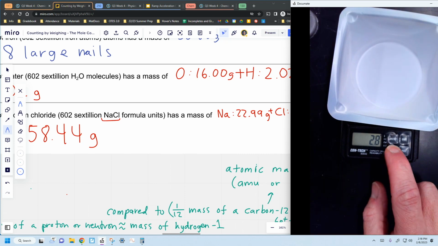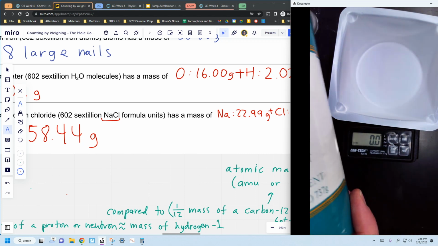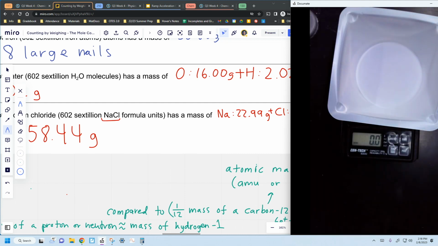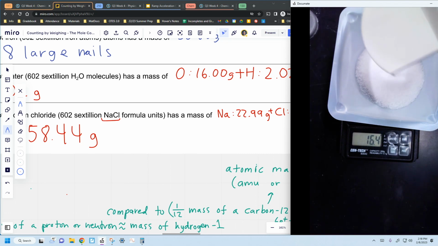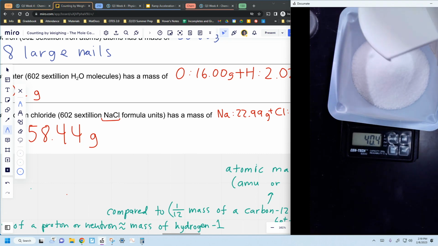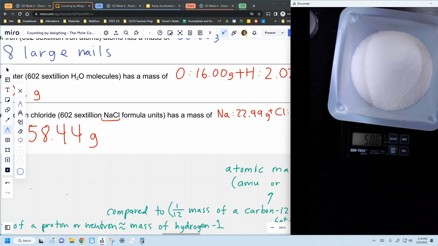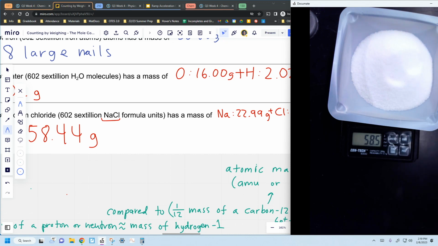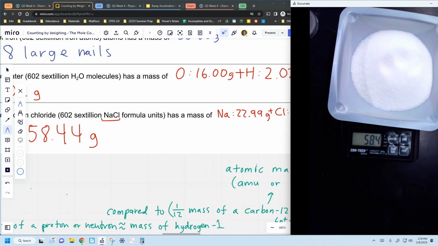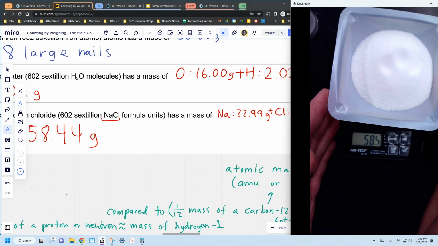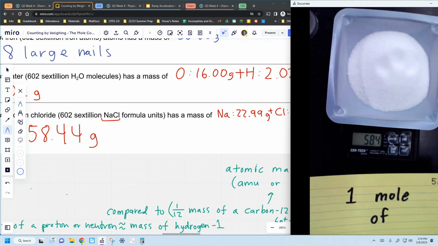So let's measure it out one last time. I zero the balance with a weighing dish and start pouring in sodium chloride salt, the same kind you would get at the store. I made sure it's not the iodized kind because I don't want iodine in there. I just want sodium chloride. My target is 58.4 grams on this balance. We'll see how close I can get. It's a bit too much, so I'll remove a little bit, just a pinch. That'll do nicely. 58.4 grams, 1 mole of sodium chloride. In other words, 602 sextillion NaCl units. And that quantity we call 1 mole.